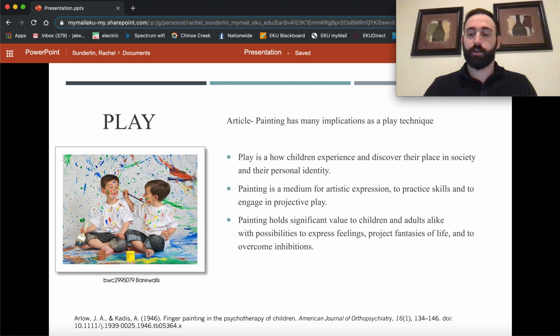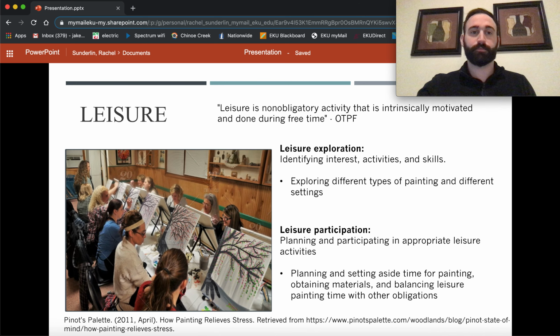So we'll move on next to leisure. Once again, leisure is normally talking more about adults than children. Leisure is defined by the OTPF as non-obligatory activity that is intrinsically motivated and done during free time. Two subcategories of leisure that are found in the OTPF: the first one is leisure exploration. This is identifying interests, activities, and skills.